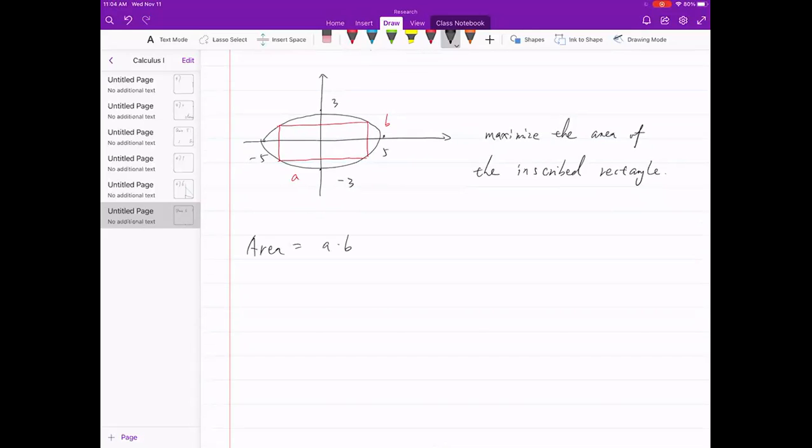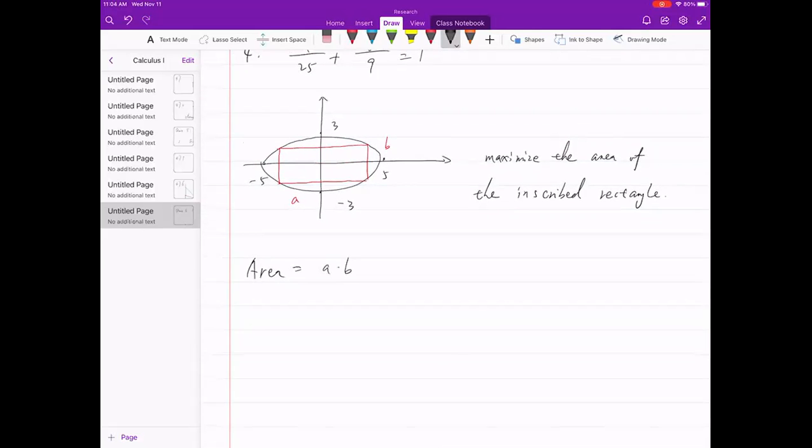Now you just need a relationship between A and B, so you can replace one with the other. What you know is they're on the ellipse. Okay, if this is A, what's the coordinate of this point? What's the X value? That's going to be 1/2 A. Do you agree? What's the Y value? That's going to be B over 2.